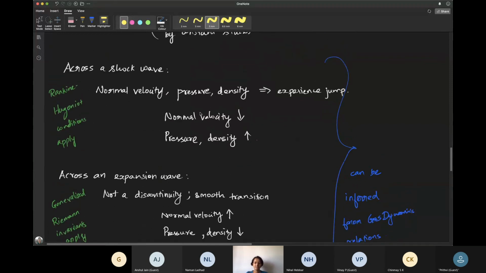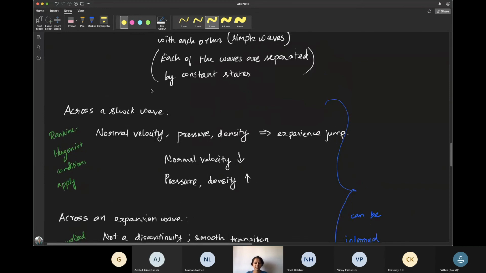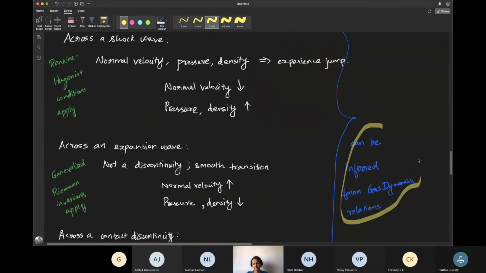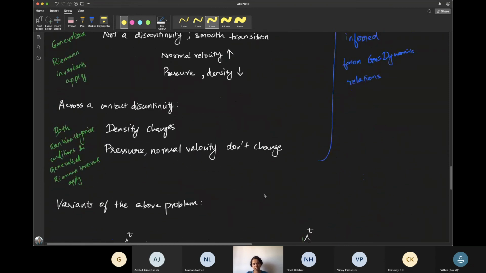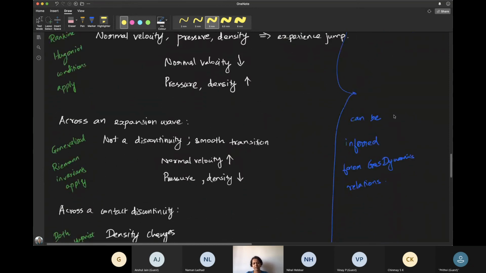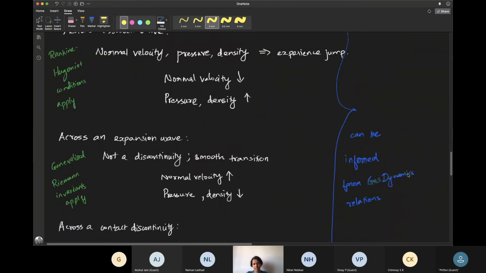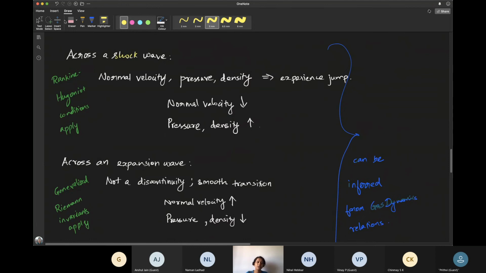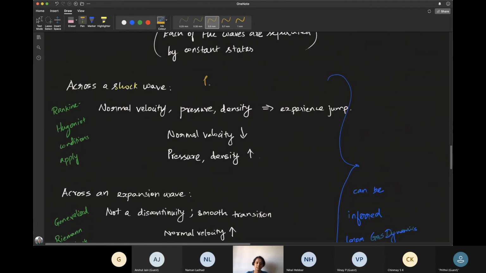Now these are certain things that I want to just say. These can be inferred from gas dynamics relations. If you have done gas dynamics, then you would have come across these things earlier itself. But you may come across these things when you do gas dynamics later. So across a shock wave, in your Euler's equations, these are your basic variables, rho, u and p.